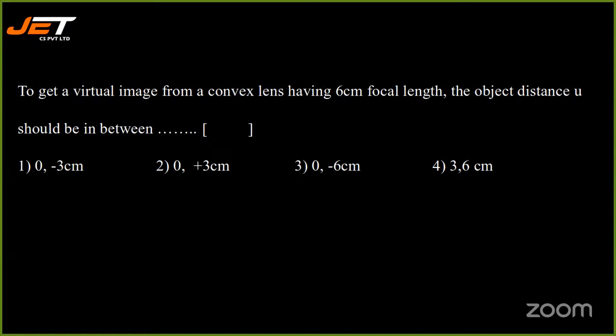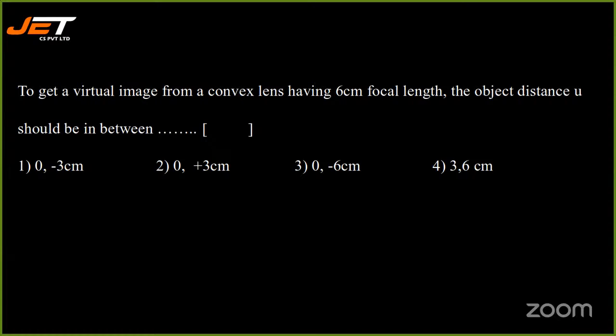So we are talking here about a virtual image and a convex lens, and the focal length of the convex lens is 6 centimeters. The object distance U should be between what and what? It is very easy. I think you should all try this. No, it cannot be between 3 and 6. It is so simple. I will explain.